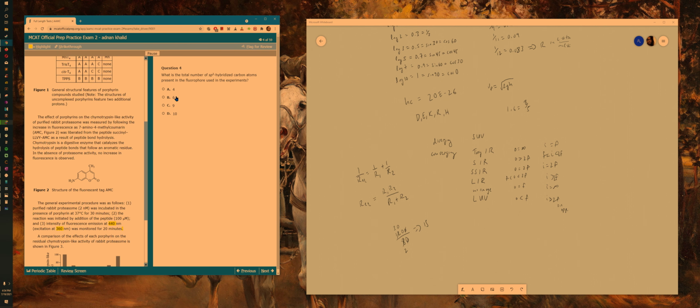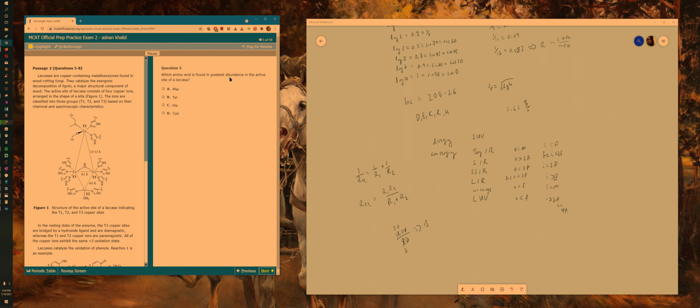I'm just going to go with, oh wait, 1, 2, 3, 4, 5, 6, 7, 8, 9. So there were 5 double bonds, but they're asking for the number of carbons, so that's going to be that. All right, already on passage 2, so I'm just going to look at lactase, wherever that is.